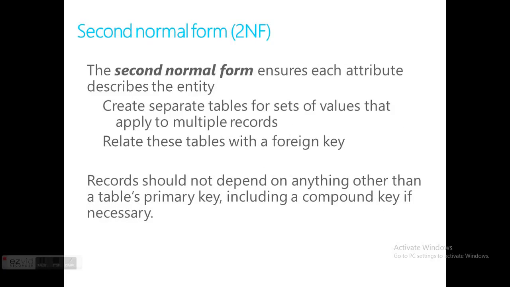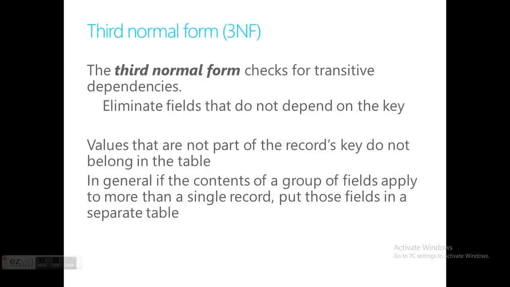If we come to second normal form, it ensures each attribute describes the entity. As I have said, it especially focuses on removing redundant data. We create separate tables for a set of values that apply to multiple records, and relate these tables with a foreign key. Records should not be dependent on anything other than a table's primary key, including a compound key.